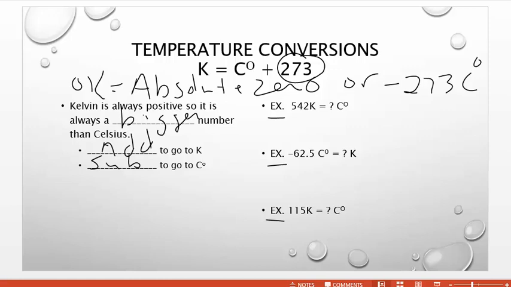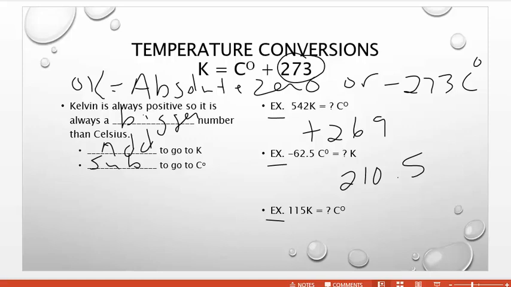So I hope you paused it and have your 3 answers. The answer to the first one is a positive 269. You should have subtracted because you're going to Celsius, and Celsius is always smaller, so you should have subtracted 273. Next answer is a positive 210.5. You're going to Kelvin. Kelvin is always larger, so you should have added 273.